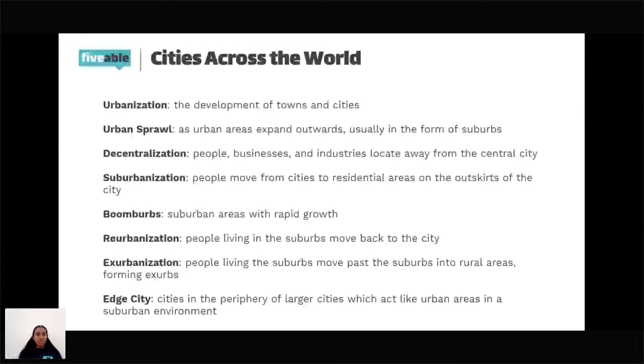As urban areas expand outwards, usually in the form of suburbs, it's considered urban sprawl. So, can anyone try listing any consequences of urban sprawl in the chat box? Yep, the environment will be wrecked, intruding on suburban areas. Yes, gentrification as well.